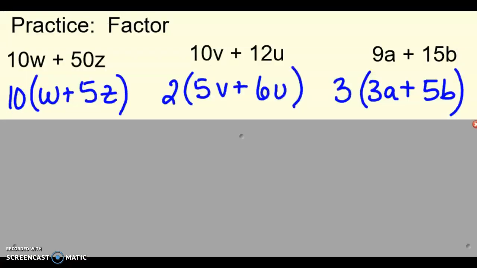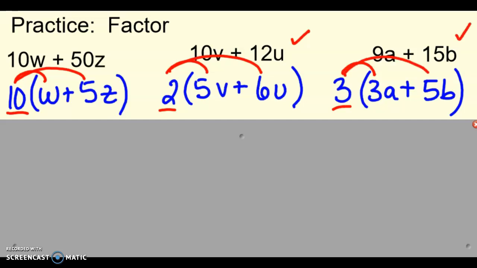Okay, let's check these so far. In the first one I pulled out, my greatest common factor was a 10. And then when I distribute that and check it, looks like it works. Greatest common factor was a 2. I check it by distributing and I get this back again. Good. Greatest common factor here is a 3. Check it with distributing. Yep. Okay. Second row.